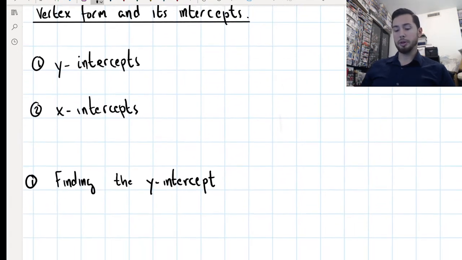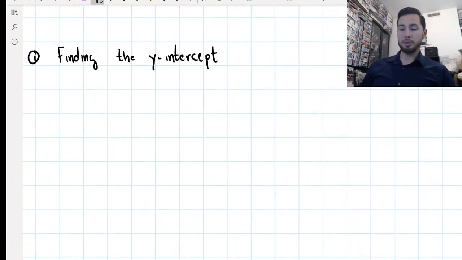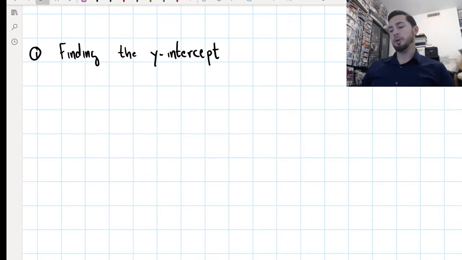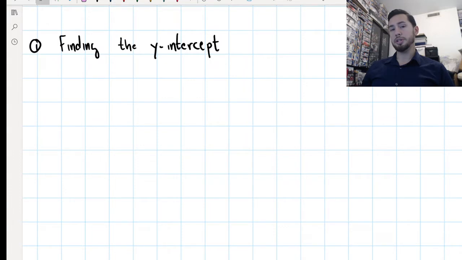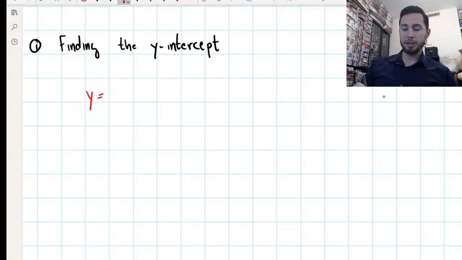We're going to start with finding the y-intercept. Now we're doing this from vertex form. So we already talked about standard form, that if you wanted to find the y-intercept in standard form, it would just be the c value. I can't do that here. So if we look at the y-intercept of the vertex form, we said our vertex form was y equals a(x minus h) squared plus k.